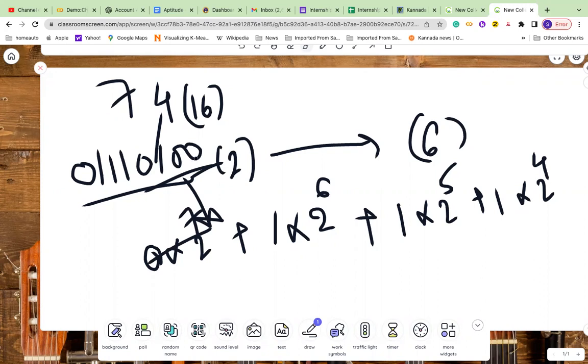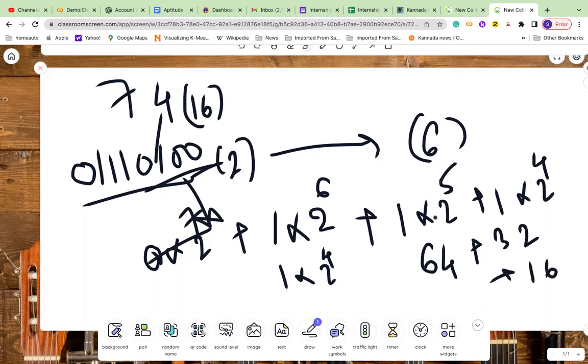So 1. This is 1 actually. 0, 1, 2. So 1 to the power of 2. Then remaining zeros are discarded. So 2 to the power of 6 is 64. Correct? 64 plus 32. 2 to the power of 5 is 32. 2 to the power of 4 is 16. And then what is 2 to the power of 2? It is 4. So what is 64 plus 32? 96. 96 plus 4, 100. 116. Now I got 116.